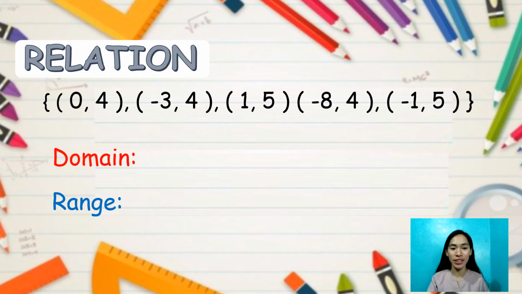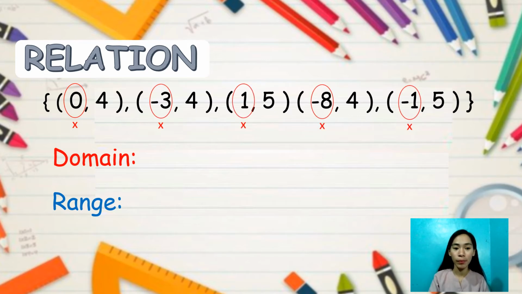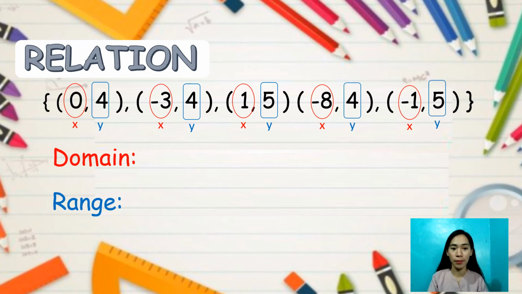Now let us have our third example. So the set containing the ordered pairs (0, 4), (-3, 4), (1, 5), (-8, 4), and (-1, 5). So first, let us determine the domain. The domain are the x values or the first element in an ordered pair: 0, -3, 1, -8, and -1. Next, the range are the y values. So 4, 4, 5, 4, and 5.